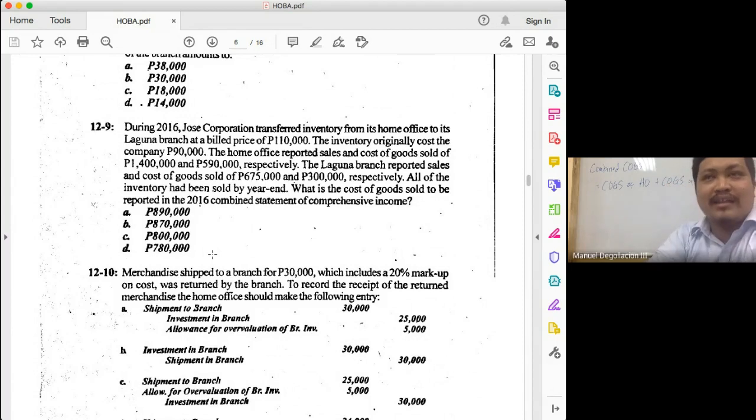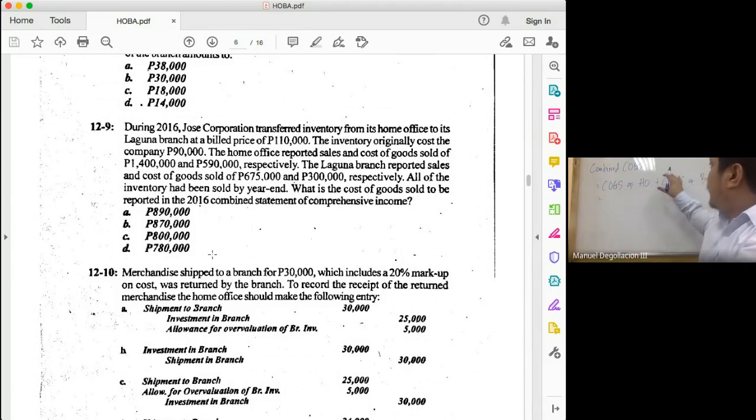And what's wrong with that? The flow, there's nothing wrong. It's just that the beginning inventory is overstated because of the markup on the beginning inventory. The shipments from home office is overstated because of the markup on the shipments from home office. If you will be able to remove the markup on your cost of goods sold, then that would already be the amount that should be added to the cost of goods sold of the home office to arrive at the combined cost of goods sold.